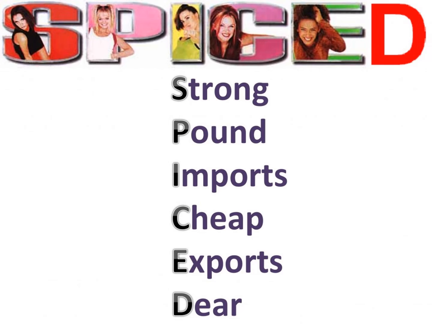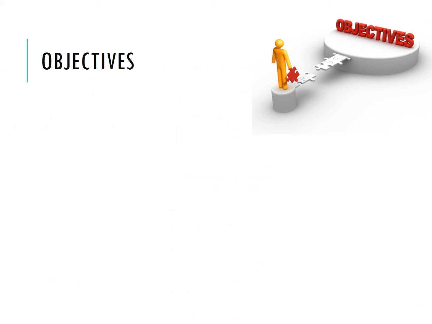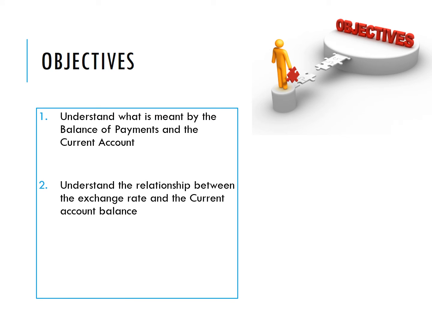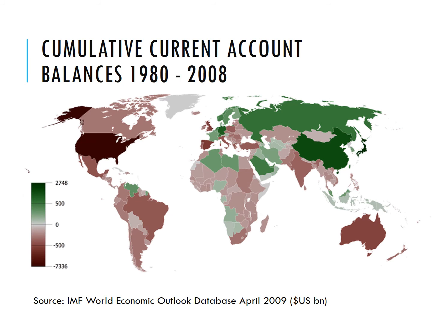And I would recommend you take that down in your notes. So we looked at the current account and the balance of payments. We've looked at the relationship just now between the exchange rate and the current account balance. The final thing is to have a look at the UK's current account position. And as given away there, the UK has a deficit on the current account.